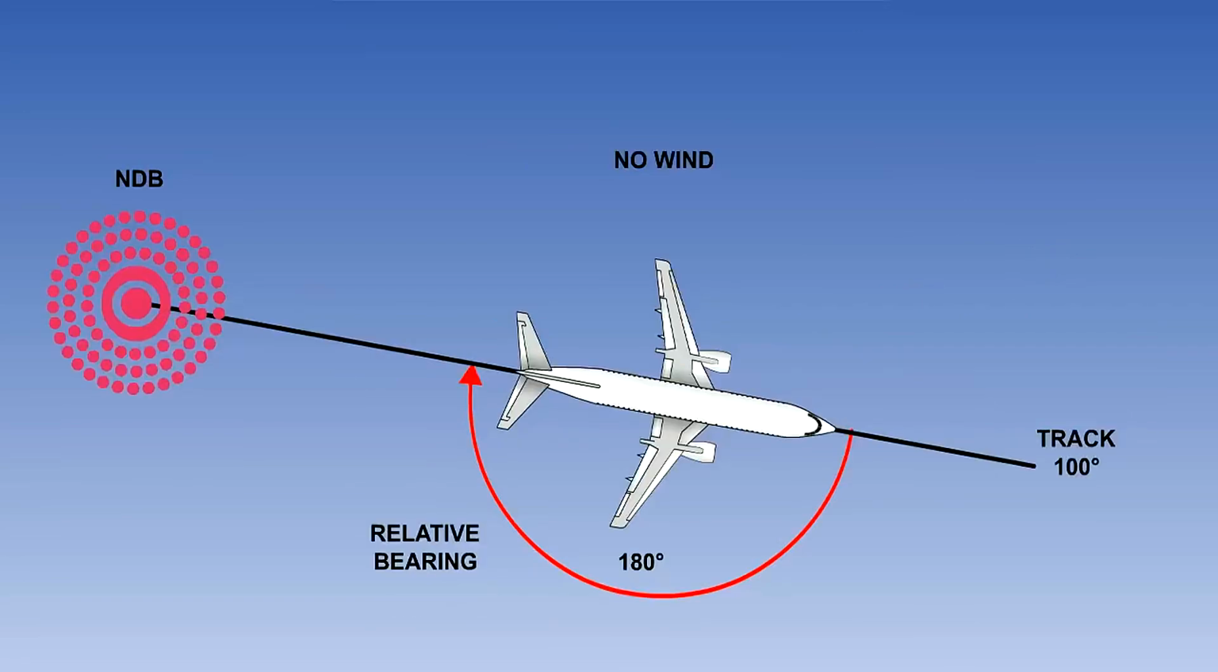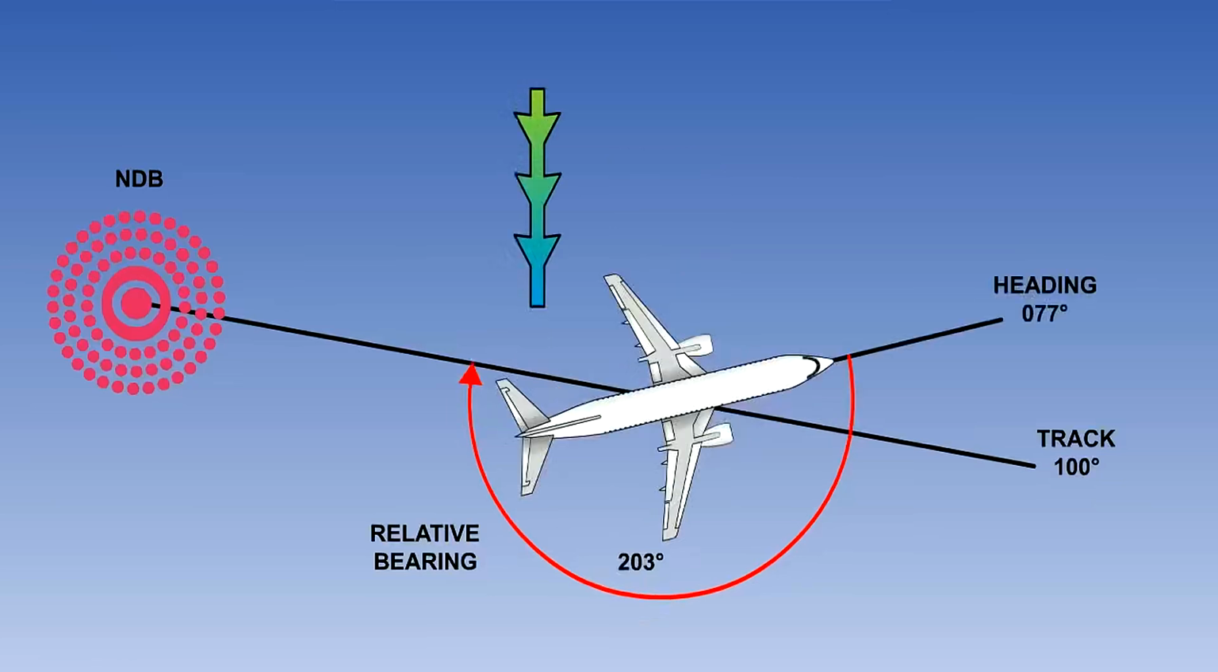Tracking away from an NDB is the same procedure, except that now if the NDB is directly behind you, it is 180 degrees from the aircraft's nose. If the relative bearing is more than 180 degrees on your ADF, the NDB is to your left. Here we see an aircraft maintaining a track of 100 degrees. The starboard drift of 23 degrees is known, resulting in a heading into wind of 077 degrees. The relative bearing is 203 degrees, so the NDB is to the left of your tail.